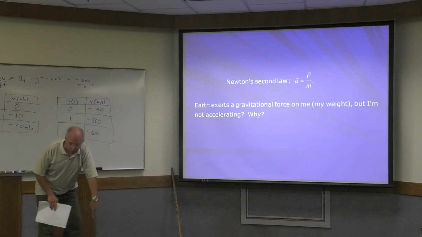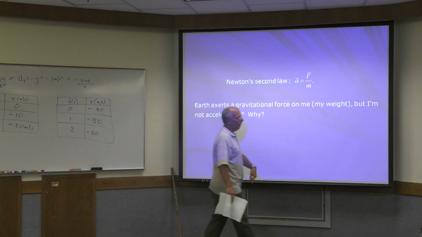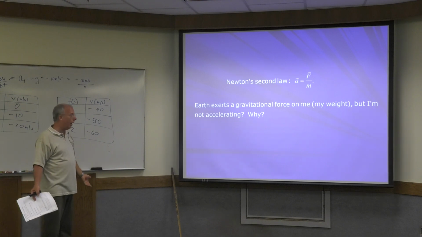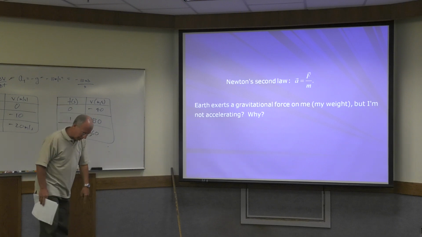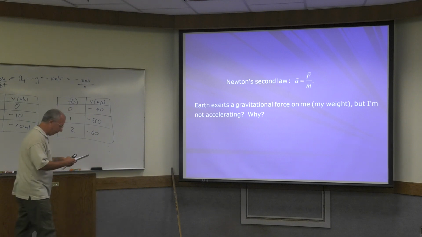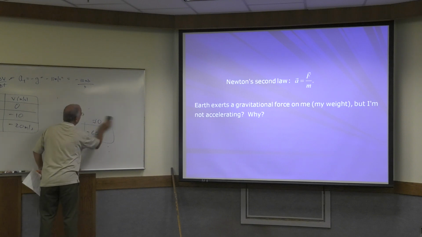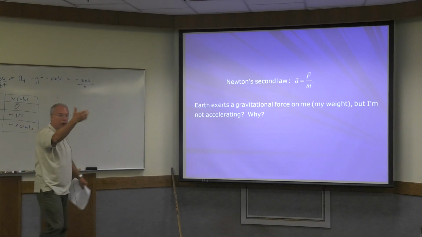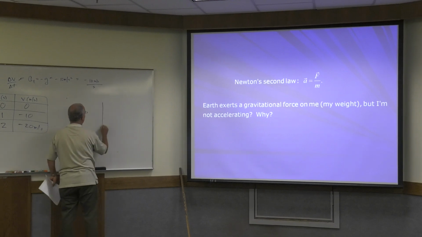So Earth is pulling down on me. According to this equation, if there's a downward force on me, I should be accelerating downward. But obviously I'm not. So why am I not accelerating downward? Well, the floor, right? There's a floor there. So we say that the floor is exerting a force on me, which is up. Let's actually draw a force diagram.